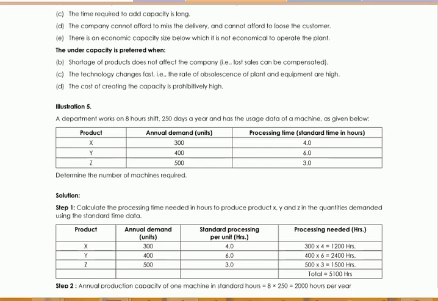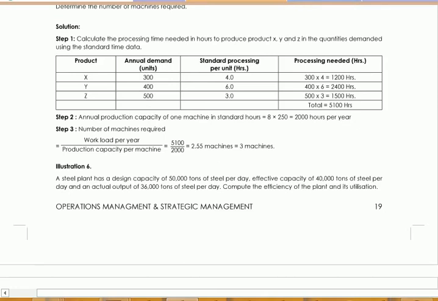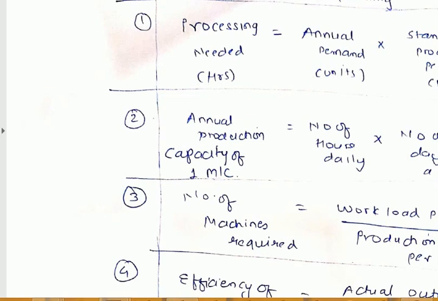What we are going to do is use the formulas which we referred to in the previous part. First of all, the first step is to find out the processing needed. The question arises: how do we find the processing needed? If we refer to the list of formulas, the first formula is that: processing needed in hours is annual demand into standard processing per unit per year.